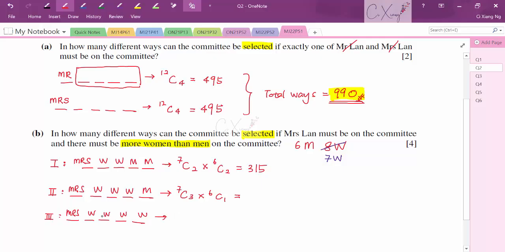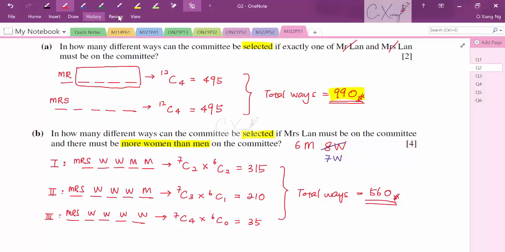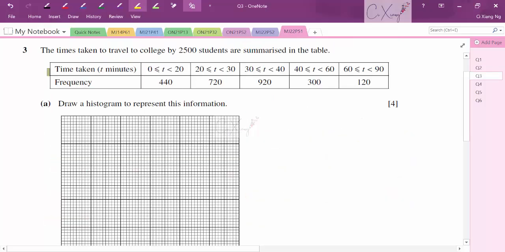And for the last one, I'm having all the women in the committee. I have to select another 4. So 7C4 multiplied with 6C0. Okay, so after I calculate all the combinations for each case, then I'll get the total ways. So the total ways will be, we have to add them together for all the cases, and we are having 560. All right, so this is how we solve question number 3.